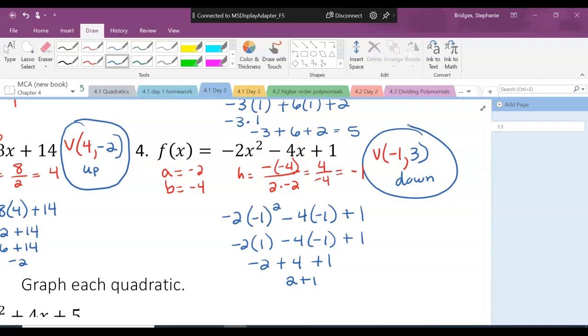Other than finding the vertex, when we go to graph, it's going to be identical to what we did yesterday. Okay, so let's start with number 5. Start working on finding your vertex. Looking at number 5, the very first thing we want to do is what we just did for 1 through 4, find our vertex.